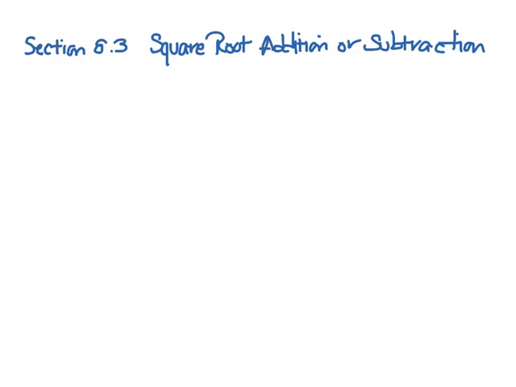So now we want to add or subtract square roots. We can come up with a couple of different examples. Let's try. We'll simplify the square root: 3 times the square root of 5 plus 9 times the square root of 5.